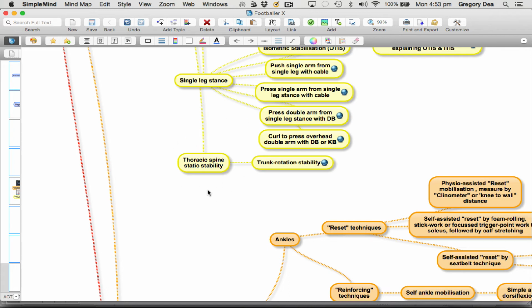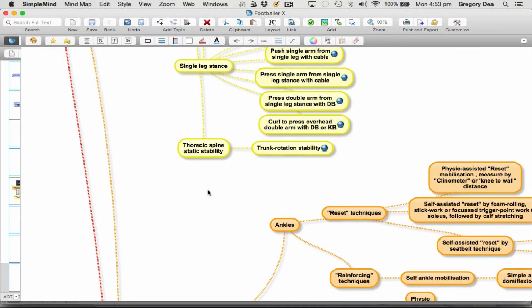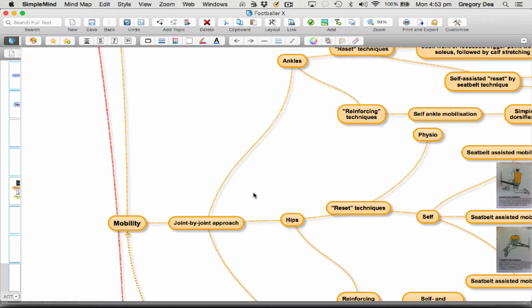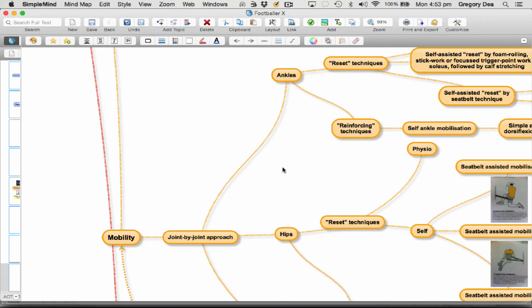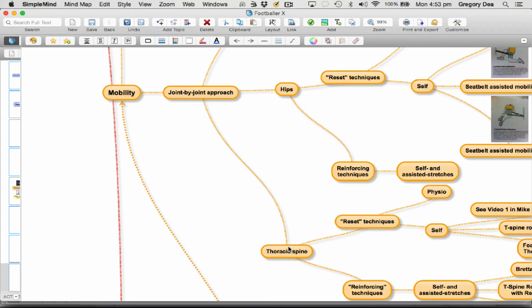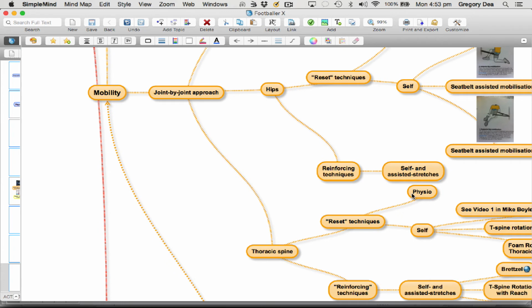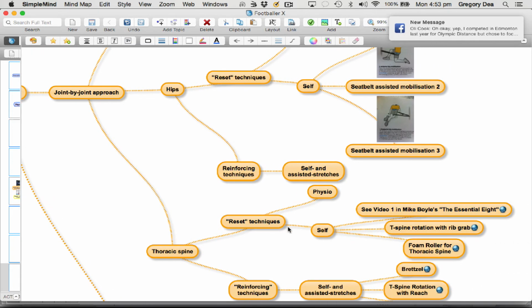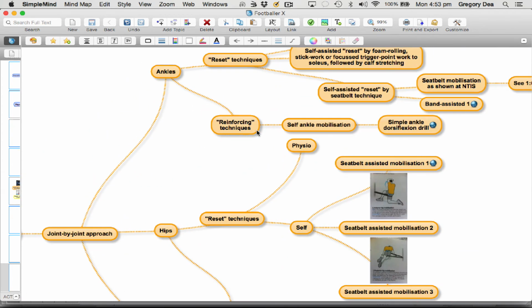I also included some shoulder mobility and some ankle mobility work in there because the mobility work underpins static stability. So we took the joint by joint approach and we said you need to work on some ankles, some hips, and some thoracic spine. Each one of those needs to have a reset. That can be done by the physio or the osteo or the chiro, and it can be done by the athlete themselves. So for the T-spine, I've given him some reset techniques for the thoracic spine that he can do himself, and some for the hips, and some for the ankle.